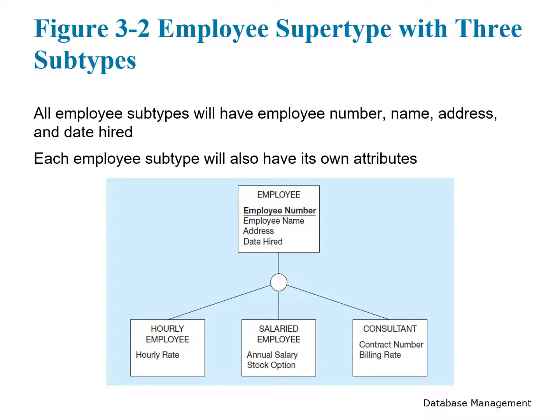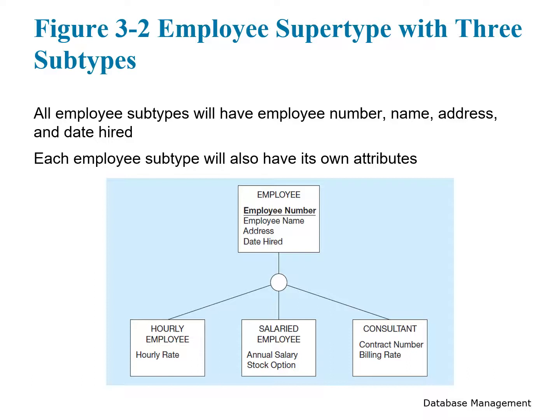Figure 3-2, employee supertype with three subtypes. All employee subtypes will have employee number, name, address, and date hired. And then there are several subtypes: hourly employee, salaried employee, consultant. So each employee subtype will also have the supertype's attributes and then their own attributes: hourly rate, annual salary, stock option, contract number, billing rate.